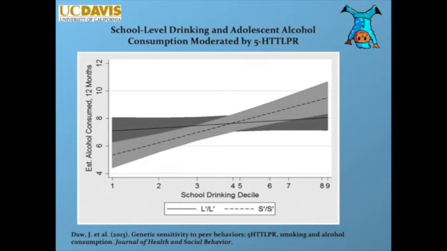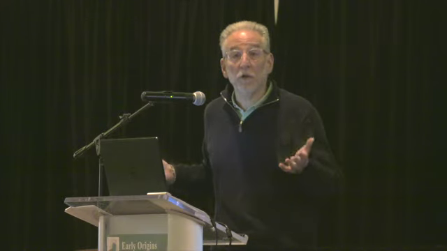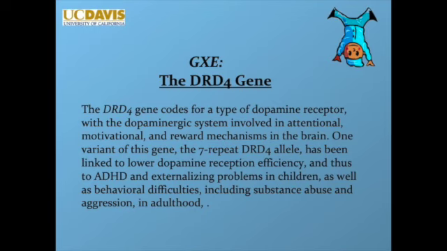Here we see the same thing going on, but this time it's a much bigger population, and the question is, how much drinking goes on in your high school? And then, how much alcohol do you consume? And alcohol consumption at the school level, the average amount of alcohol that the average adolescent is consuming, is affecting the individual alcohol consumption if you're susceptible, that is, you're carrying these short serotonin transporter alleles. But if you're not carrying them, how much drinking is going on in your high school has no influence on your own drinking, apparently.